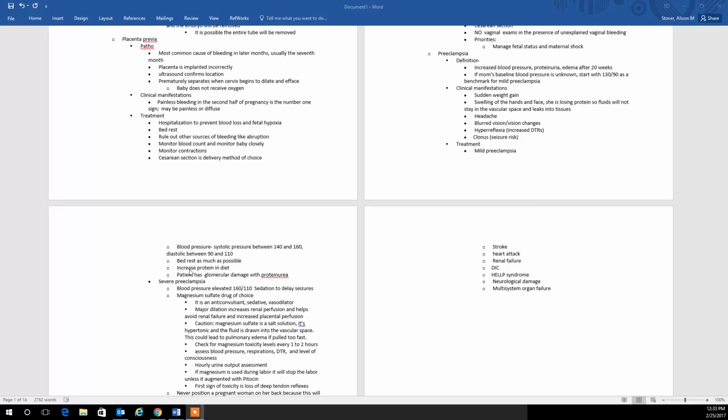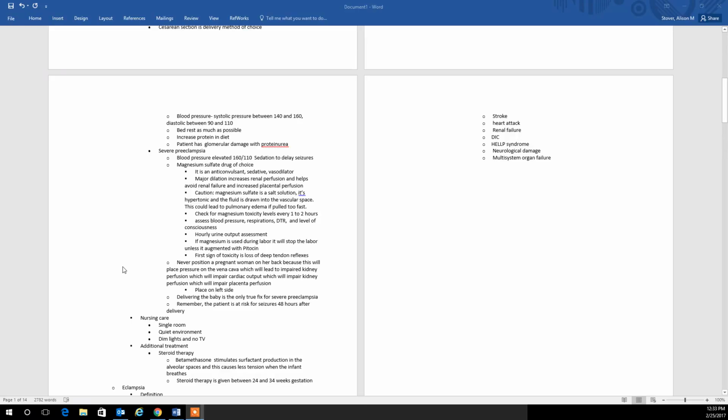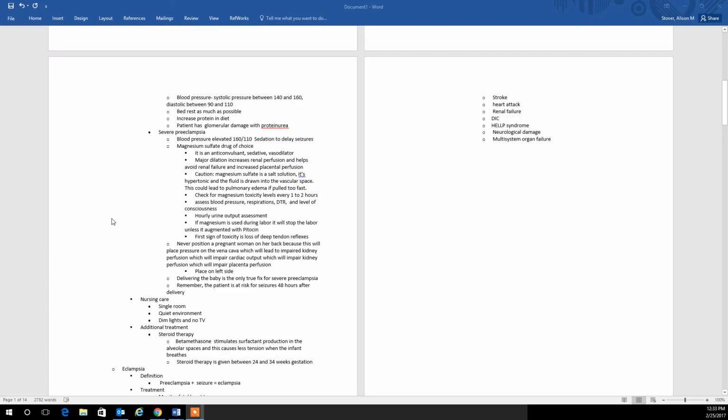You want to give sedation to delay seizures. Mag sulfate is used in severe preeclampsia. It's an anticonvulsant and a sedative. Delivering the baby is the only true fix for severe preeclampsia.